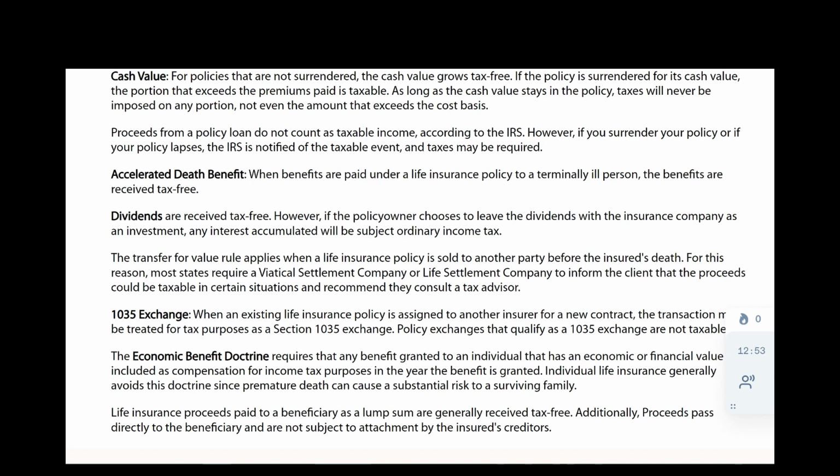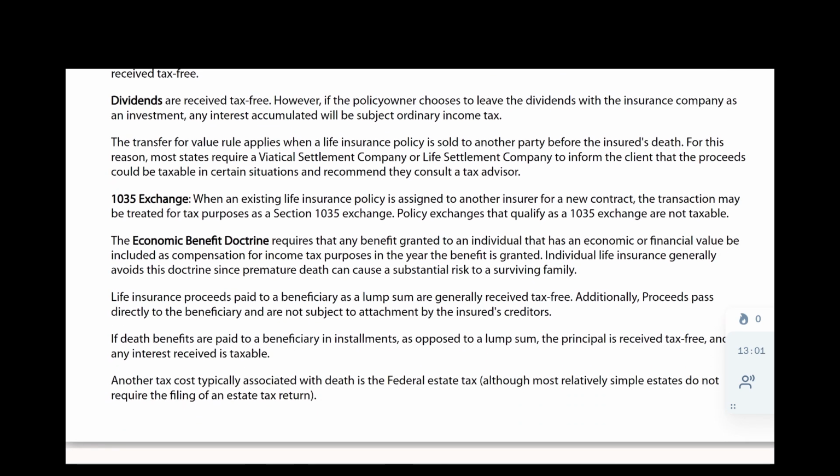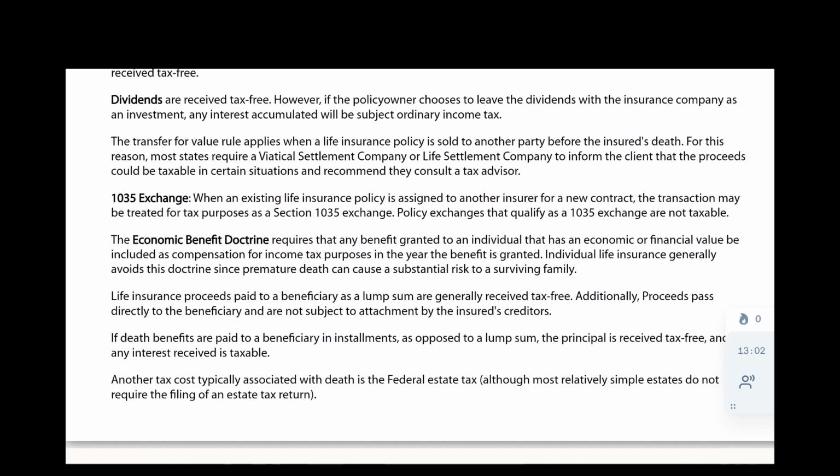1035 Exchange. When an existing life insurance policy is assigned to another insurer for a new contract, the transaction may be treated for tax purposes as a Section 1035 exchange. Policy exchanges that qualify as a 1035 exchange are not taxable.